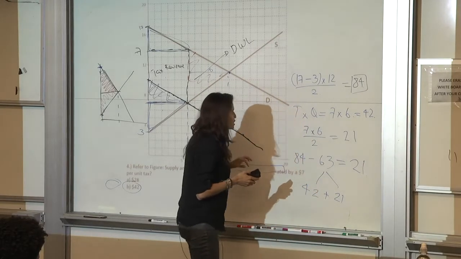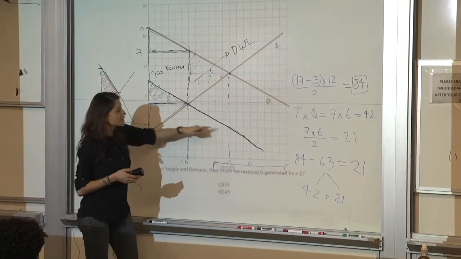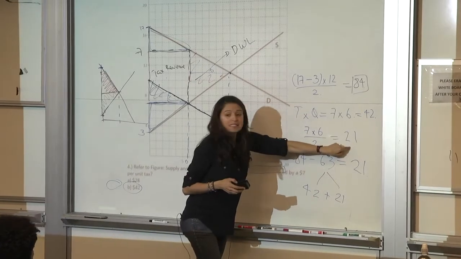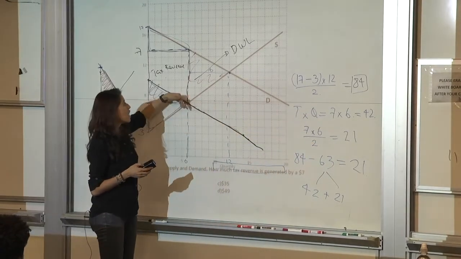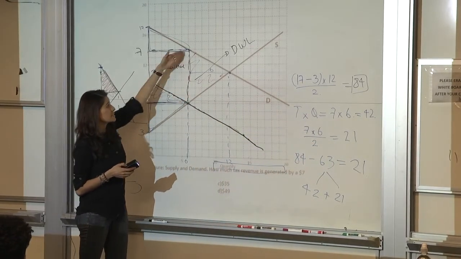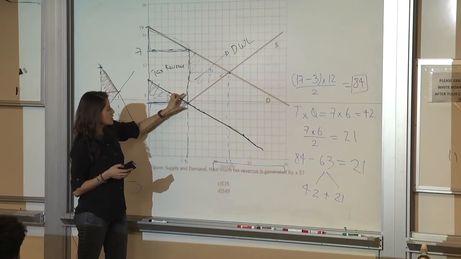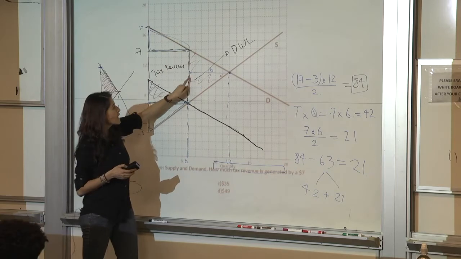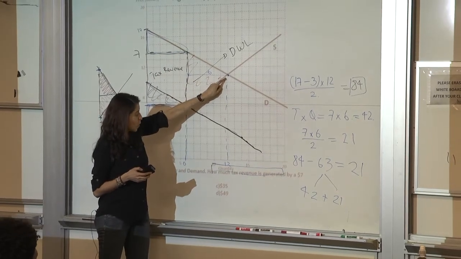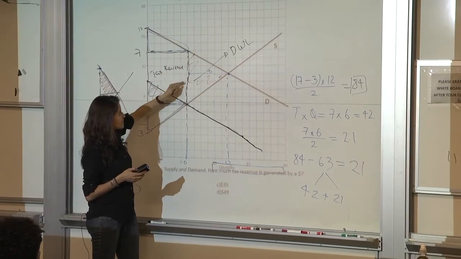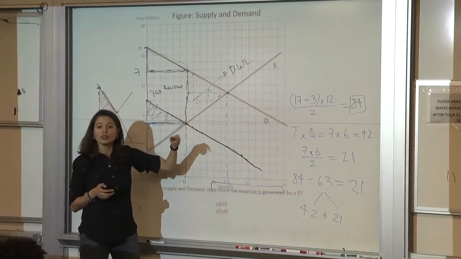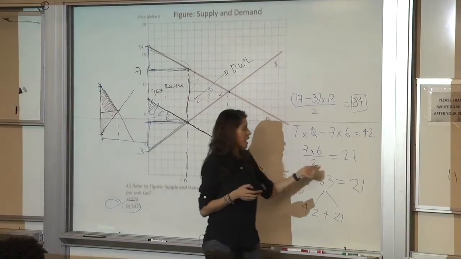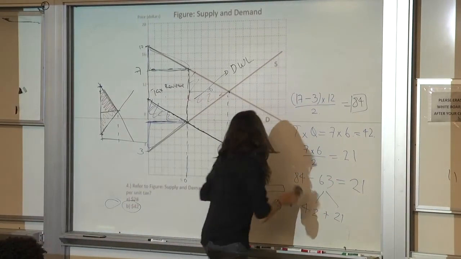Good. So he asked, how did I get the 21 in this case for the deadweight loss? And what I'm saying is that this is the area of a triangle. So the base is the amount of the tax, and the height is the amount of the quantity. So it's 7 times 6, but this is a triangle. So the area of a triangle is base times height divided by 2, okay?